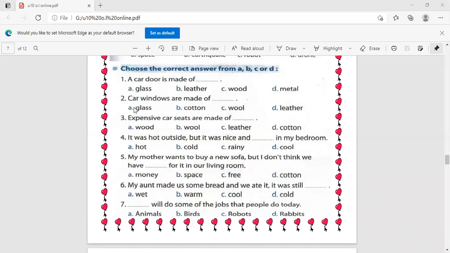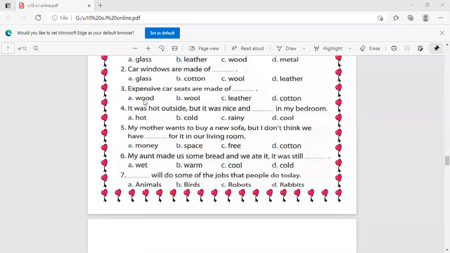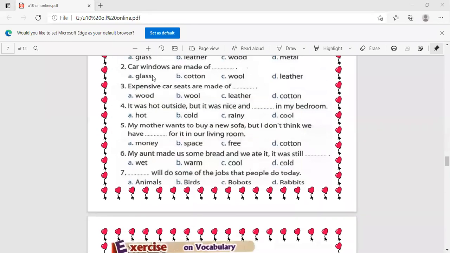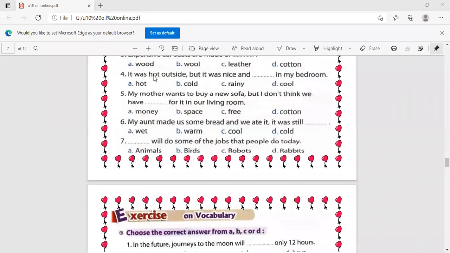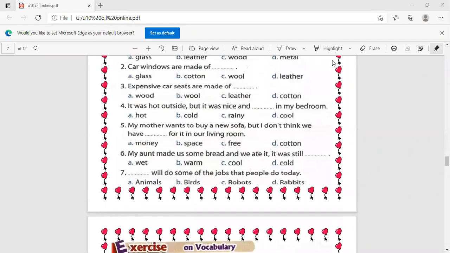Number one, Safa. Good morning, Safa. Good morning, my dear. Number one, a car door is made of wood. The car door... Sorry, metal. Metal, yeah. Number two, please, Safa. Car windows are made of glass. Glass, yeah. The windows are made of glass. Thank you, my dear. Thank you very much.